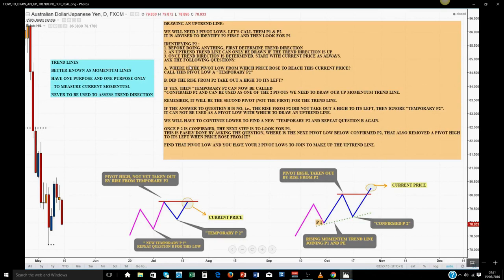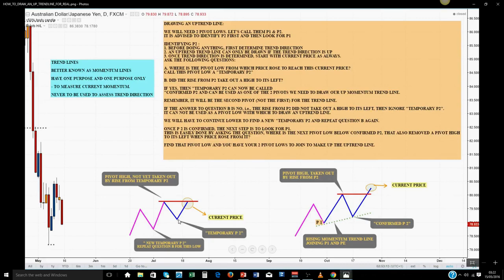go and look for, starting with current price again, where is the pivot low from which price rose to where current price is? Current price is here. Where did price come from to get to here? That's all you're asking. Price came from here to get to here. So this immediately becomes our temporary P2.